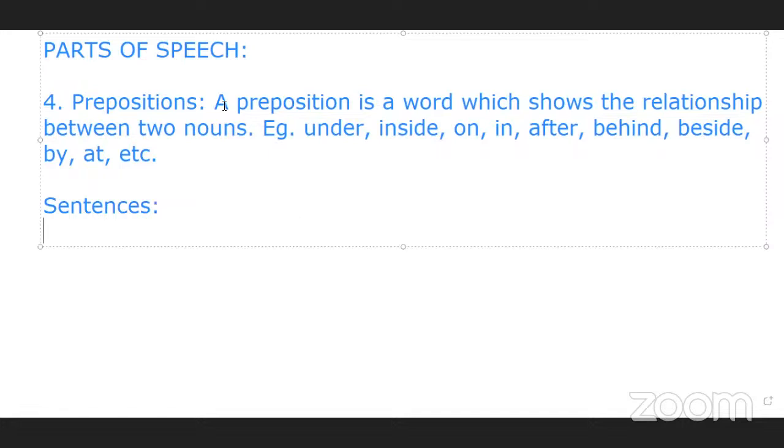So can you give me a sentence that has a preposition? Okay. She was hiding under the table. Under the table. So which is the preposition here? Which one is the preposition in this sentence? Under. Very good. So the under shows the relationship between which two nouns here?